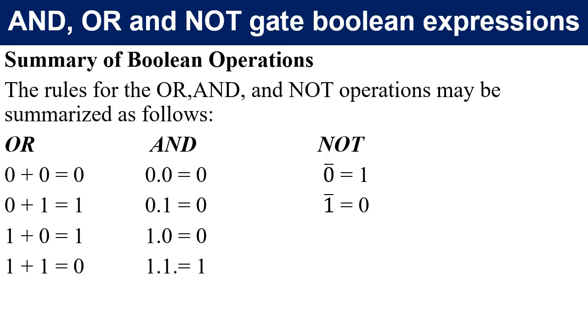Let's have a look at the summary for the three basic gates: the AND, the OR, and the NOT gate. Please take note. 0 or 0 gives you a 0. 0 or 1 gives you a 1. 1 or 0 gives you a 1. And 1 or 1 gives you a 1. That's the Boolean expression. Then for an AND gate, 0 and 0 gives you a 0. 0 and 1 gives you a 0. 1 and 0 gives you a 0. And 1 and 1 gives you a 1.